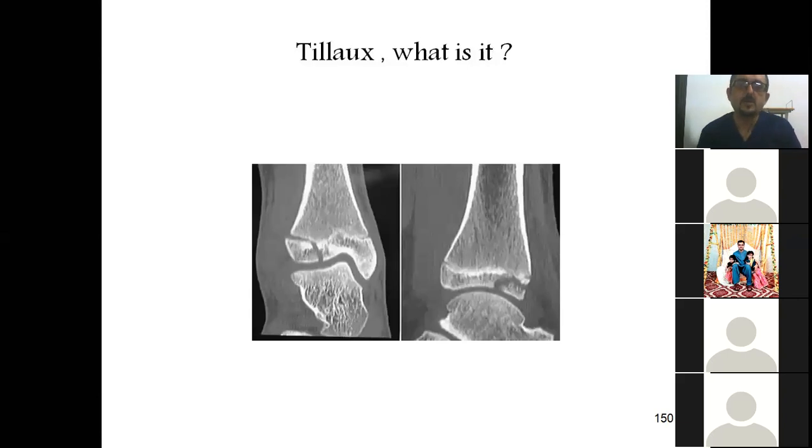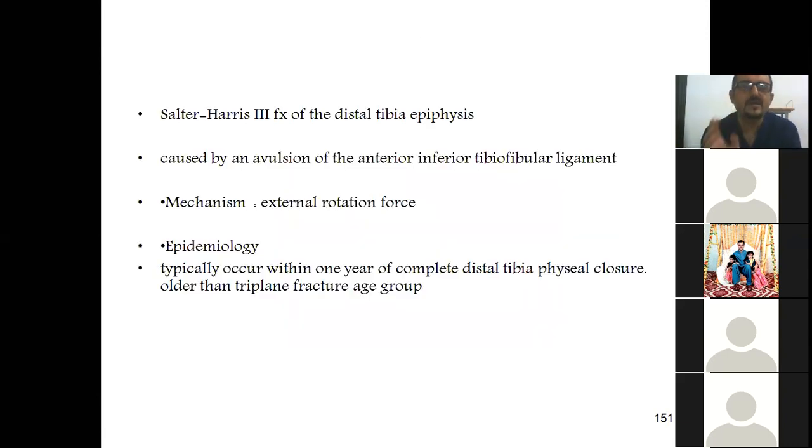But you can do it open. If it's undisplaced, okay. If it's displaced, you do ORIF for this patient. So regarding the Tillaux fracture, it is a Salter-Harris type 3 fracture of the distal tibial physis caused by avulsion of the anterior inferior tibiofibular ligament. Mechanism: external rotation. It typically occurs within 1 year of complete distal tibial physis closure. These patients are older than the triplane fracture age group.